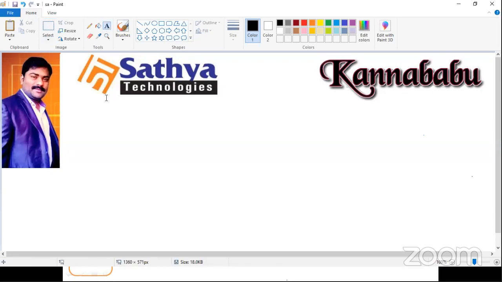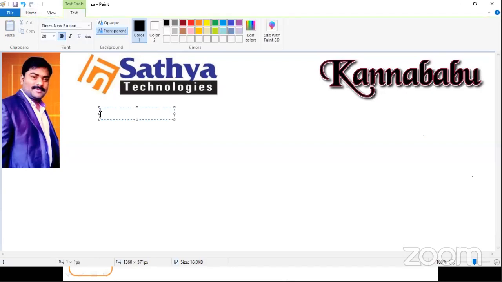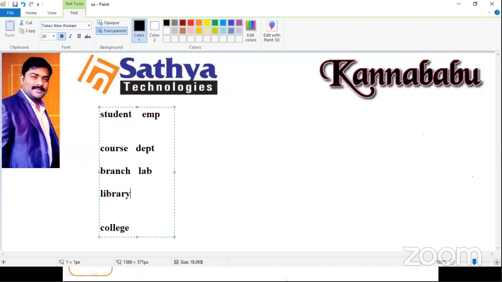In technical point of view, for example, if I am developing a project for a particular college, where I want to maintain the student details, the employee details, the course details, department details, branch details, library details, lab details, examination details. These all are the data belonging to a particular organization.